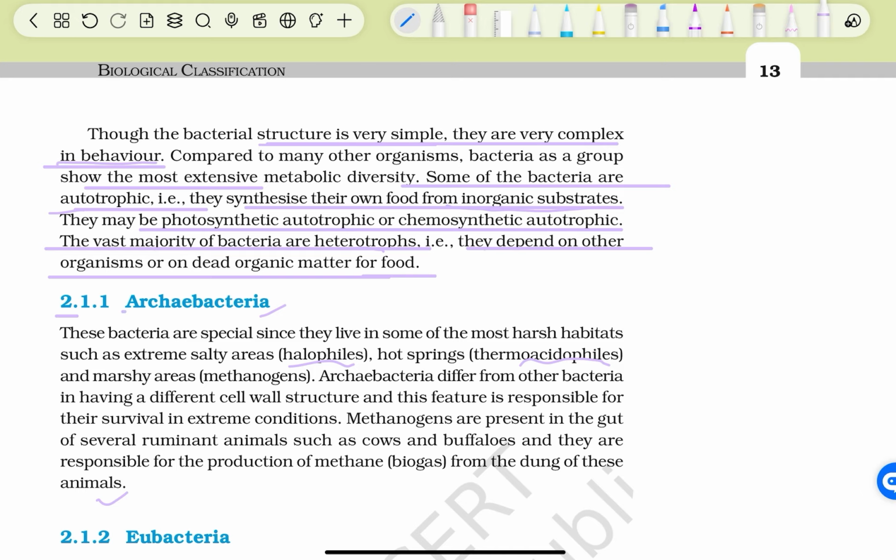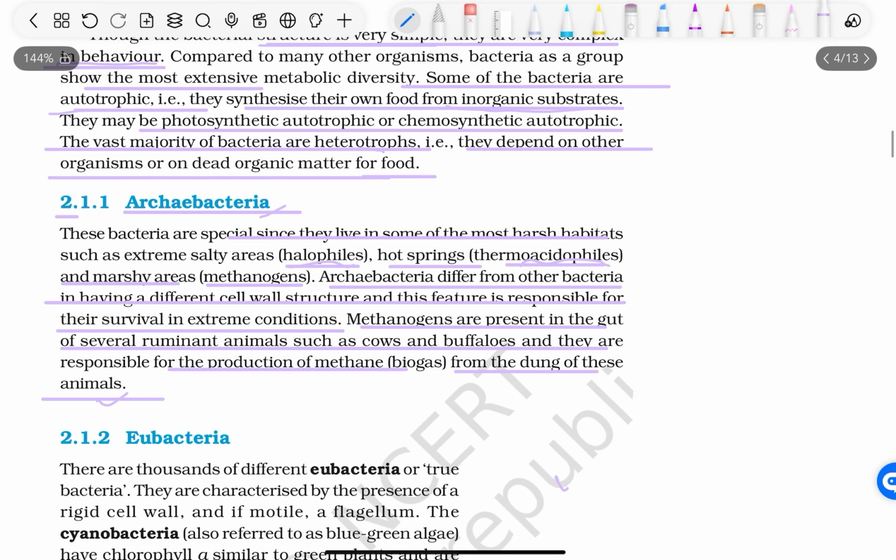2.1.1, the heading is Archaebacteria. These bacteria are special since they live in some of the most harsh habitats such as extremely salty areas, halophiles, hot springs, thermoacidophiles, and marshy areas, methanogens. Archaebacteria differ from other bacteria in having a different cell wall structure, and this feature is responsible for their survival in extreme conditions. Methanogens are present in the gut of several ruminant animals such as cows and buffaloes, and they are responsible for the production of methane biogas from the dung of these animals.